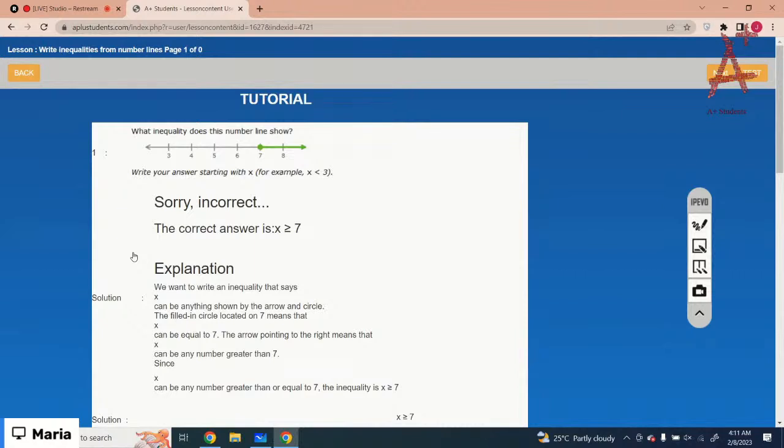Got it. So on this 7 you have a closed circle, a filled circle. Got it? That means 7 is included in the graph. That means x can be 7. Also the graph is pointing at the right hand side. That means all the numbers are greater than 7. Got it? So that means all the numbers are greater than 7, and also on 7 you have a filled in circle. That means 7 is also included in the graph. So it would be x is greater than or equal to 7.